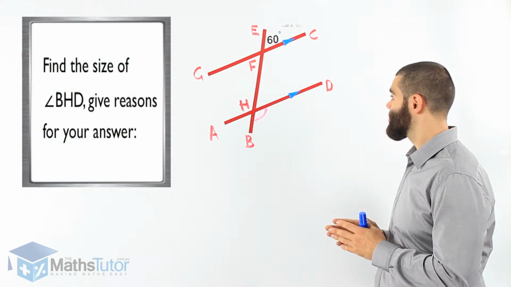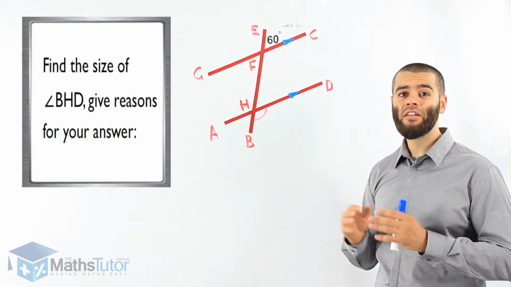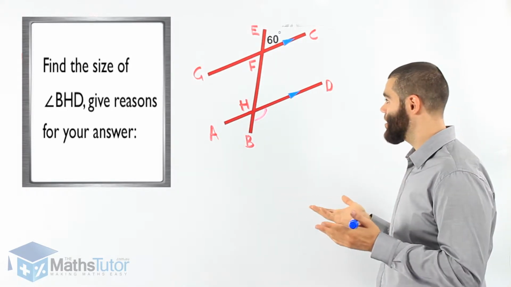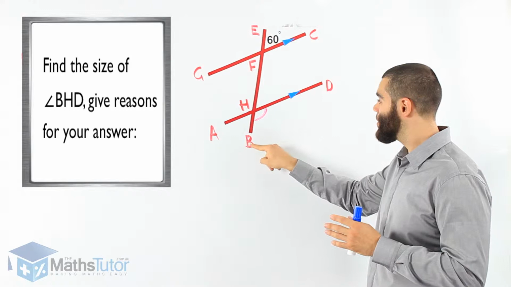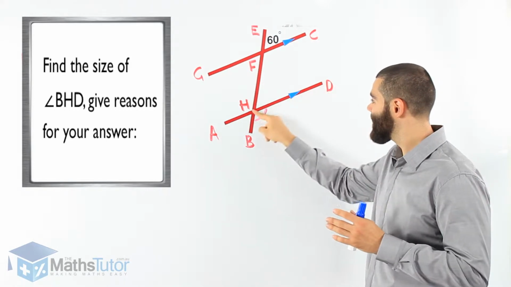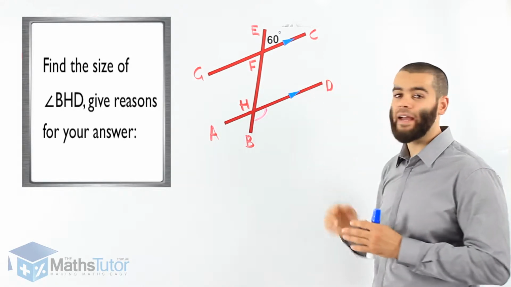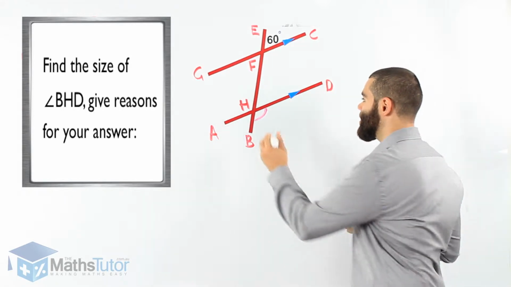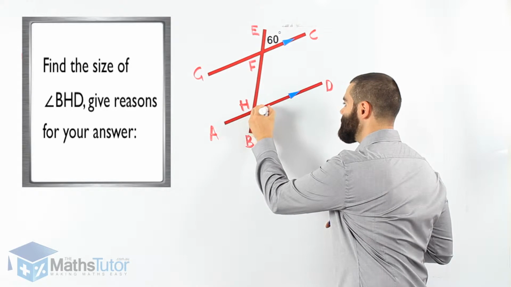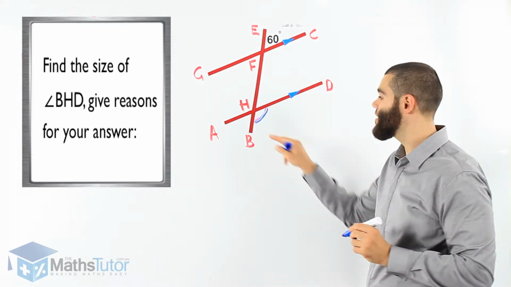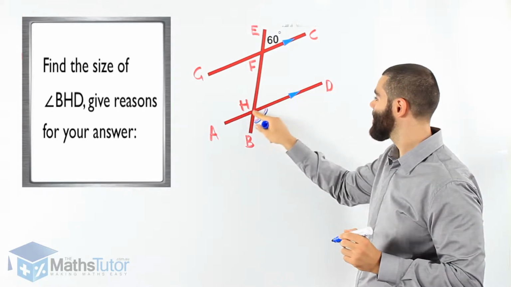Looking at this diagram, the question says, find angle BHD. Well, where is angle BHD? Angle BHD, this angle there. We need to find the size of angle BHD. We need to know what is the size of that angle. Find the size of angle BHD, this angle there.